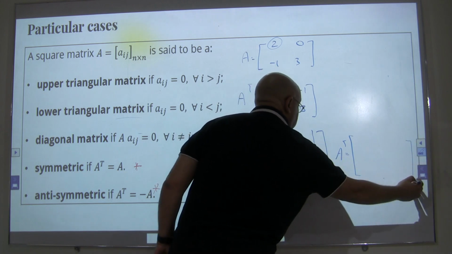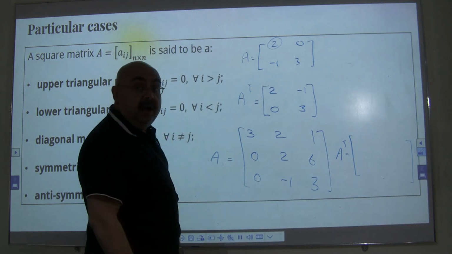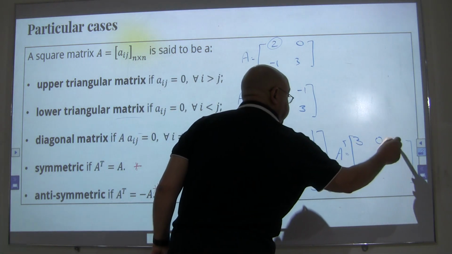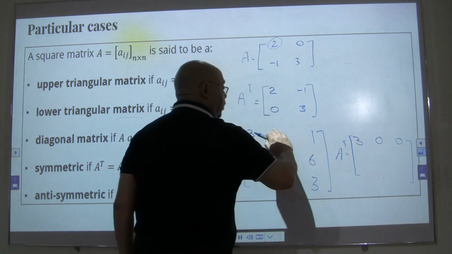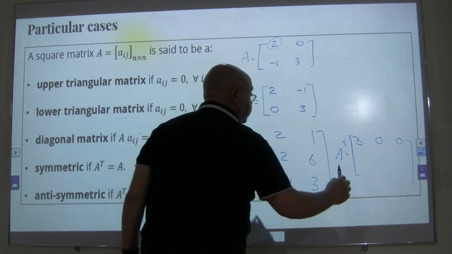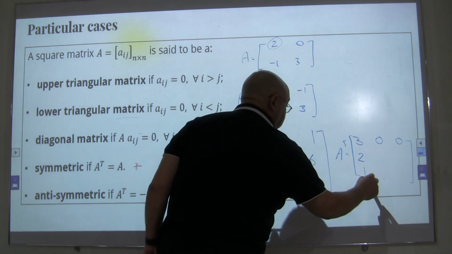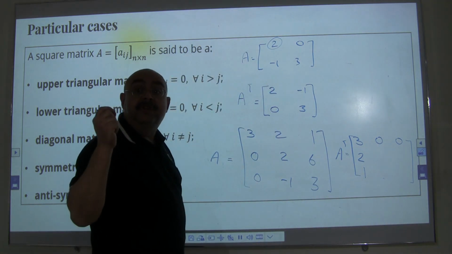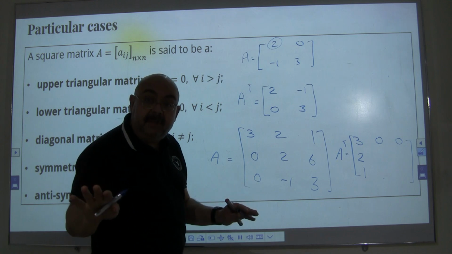So the first row will be 0, 0. The column will be a row. So it's gonna be 3, 0, 0. Instead of the values which are there on the previous one, it's gonna be the column. So it's gonna be 2 and 1. The number on the principal diagonal will remain the same.